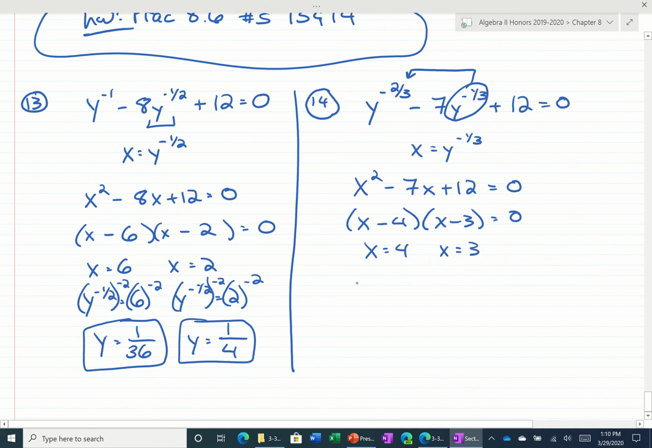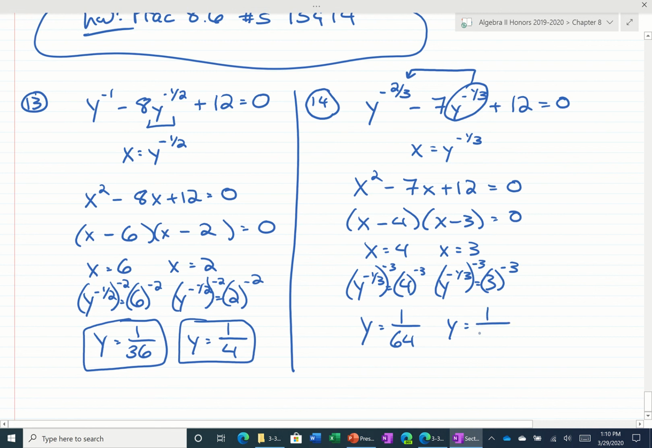Then we have to substitute y to the negative 1/3 back in. And if we raise both sides to the reciprocal power, because negative 1/3 times negative 3 becomes 1, we would get y is equal to 1 over 4 to the third. And y would equal 1 over 3 to the third.